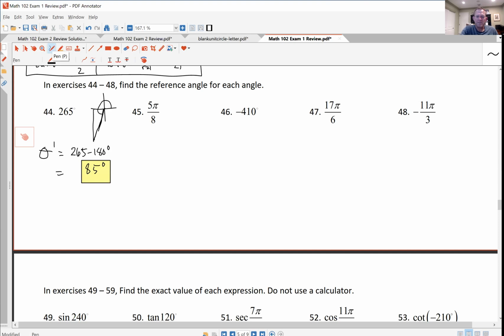Five pi over 8. I remember that this would be pi over 2 or 4 pi over 8, so it's just a little bit past that one. And so I need to find the reference angle that's sitting here. So I do pi take away 5 pi over 8. And so that's 8 pi over 8, which gives us 3 pi over 8.